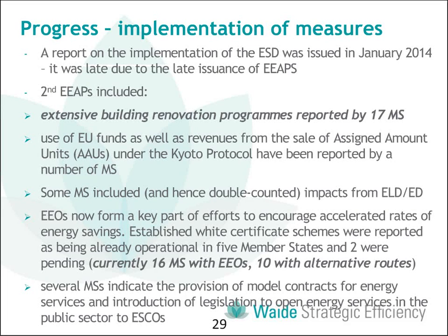It found that some member states included, and hence were double counting, the impacts from other energy efficiency directives such as eco-design and energy labelling. At that time, it found that 5 member states were operating energy efficiency obligation schemes and 2 more were pending, although with the most recent submissions for the 2014 National Energy Efficiency Action Plans, it's currently 16 member states with energy efficiency obligations, 10 with alternative routes and 2 which hadn't reported.